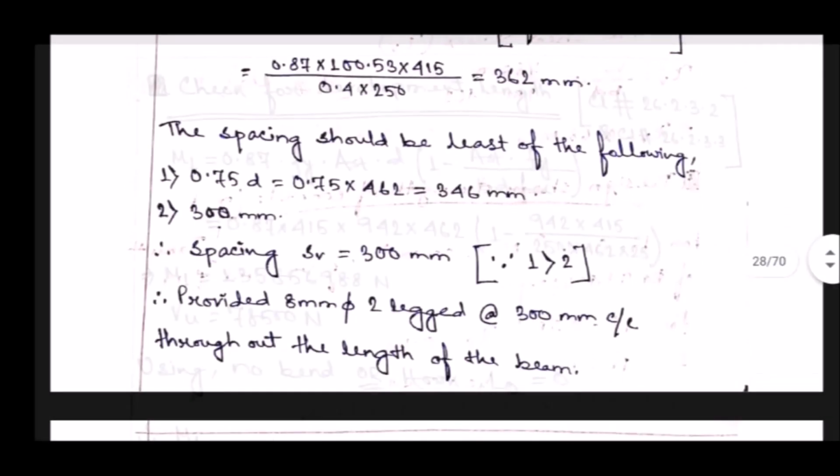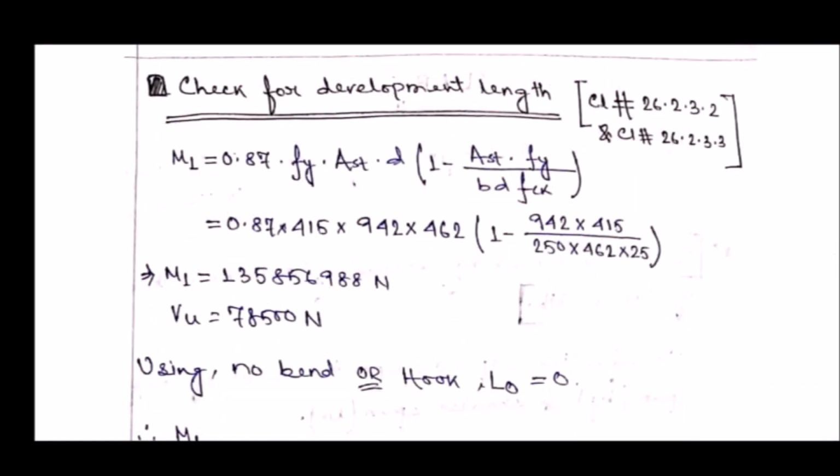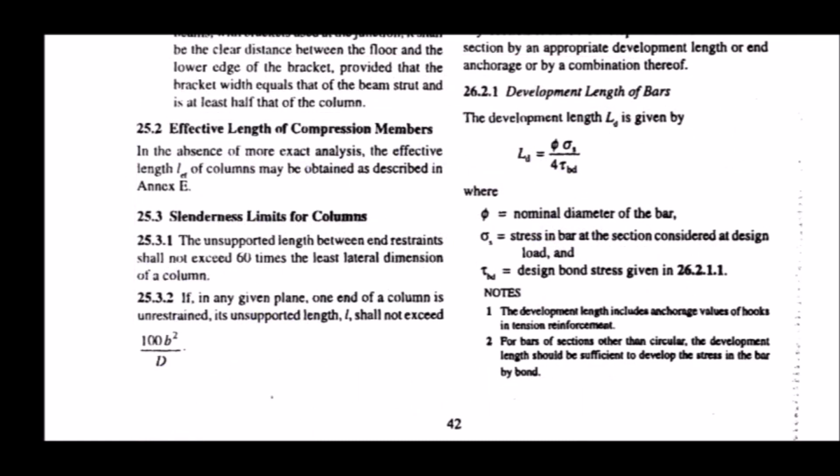beam. Okay. Now the last check, the check for development length. To check this, we have to use codal provisions, obviously. So first check the codal provisions. Let's go to the code. As per clause number 26.2.1 of IS 456-2000, the development length of bars is given by Ld, and that is equals to phi into sigma s by 4 tau bd.